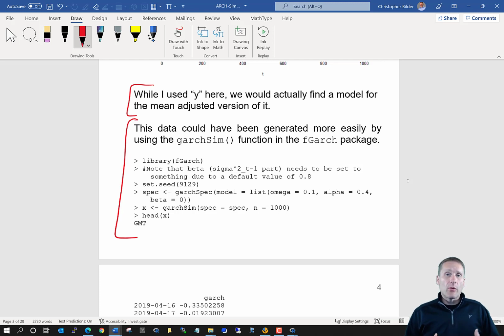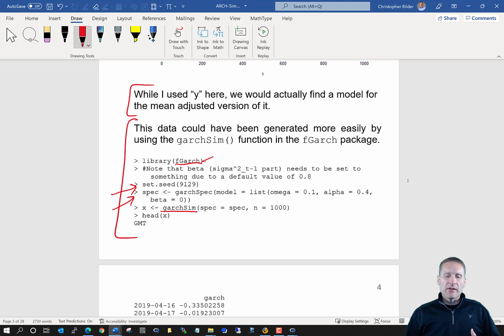Now, the primary way that we will actually simulate data from a Garch model is to use the Garch sim function that's in the fGarch package. In case I didn't say this before, the packages I introduced at the beginning, all of them are packages that you will need to download and install yourself. These are user-contributed packages. So once I do that with fGarch, I can say library(fGarch) to use functions within the package itself. Then I set a seed so I can reproduce my results.